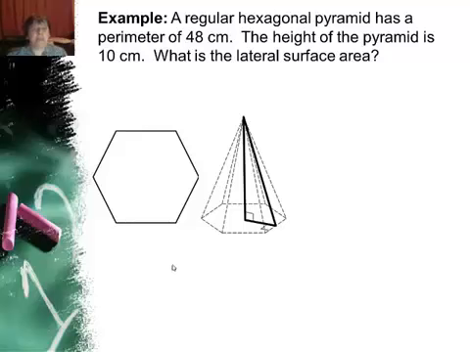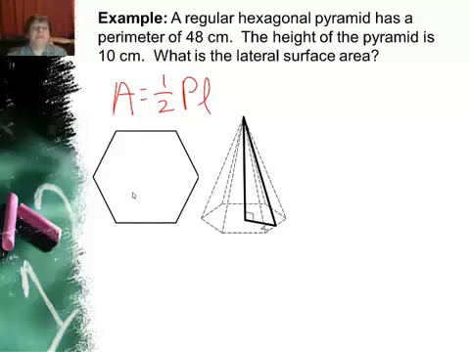Here's a more complicated one. I've got a regular hexagonal pyramid. I added these pictures in just to make it a little easier. And it has a perimeter of 48. The height of the pyramid is 10. What is the lateral surface area? Well, if the perimeter is 48, and I'm trying to find A equals 1/2 P times L, and I don't know the slant height, so I'm going to have to do some math.